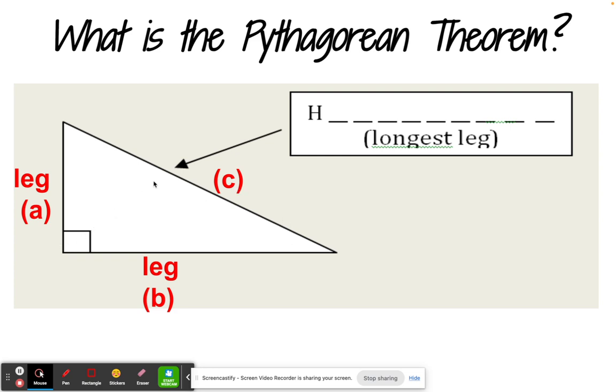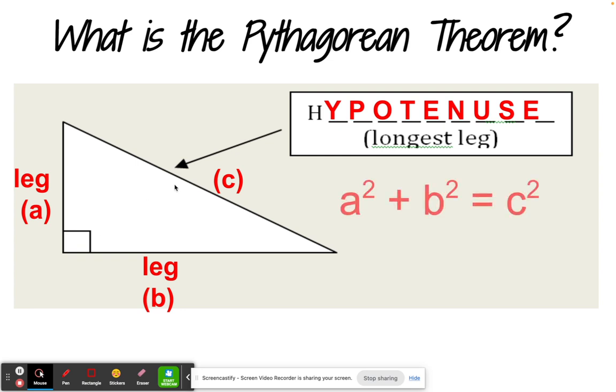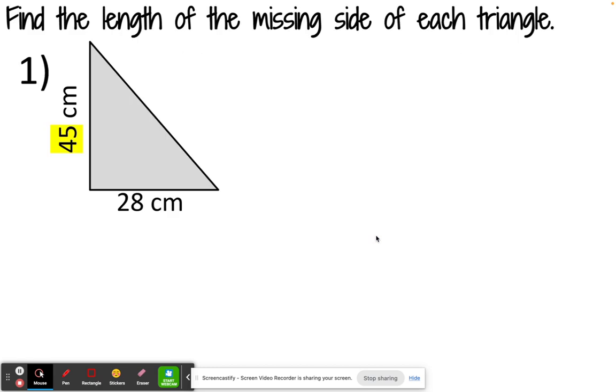The side that is opposite the right angle and is the longest side, that one we will always call C, and its name is the hypotenuse. So make sure you remember that the hypotenuse is the one that matters. It is the longest side and it is directly across from the right angle. Now, the formula for the Pythagorean theorem is a squared plus b squared equals c squared, where a and b are the two legs and c is the hypotenuse. So let's practice finding the missing side length.